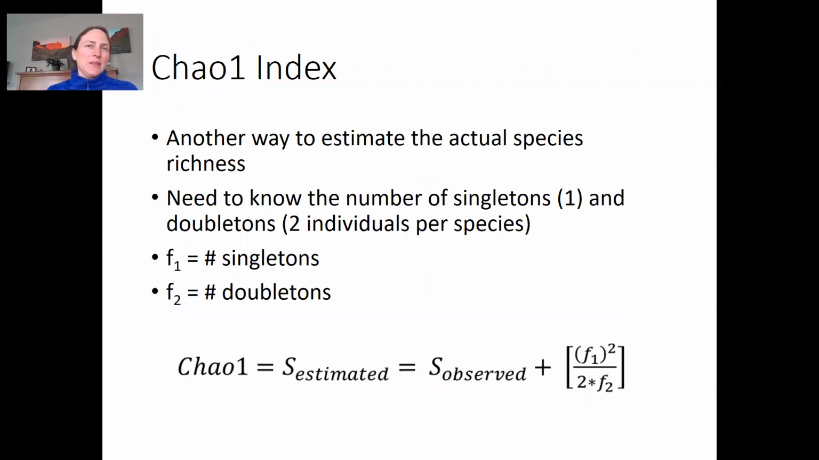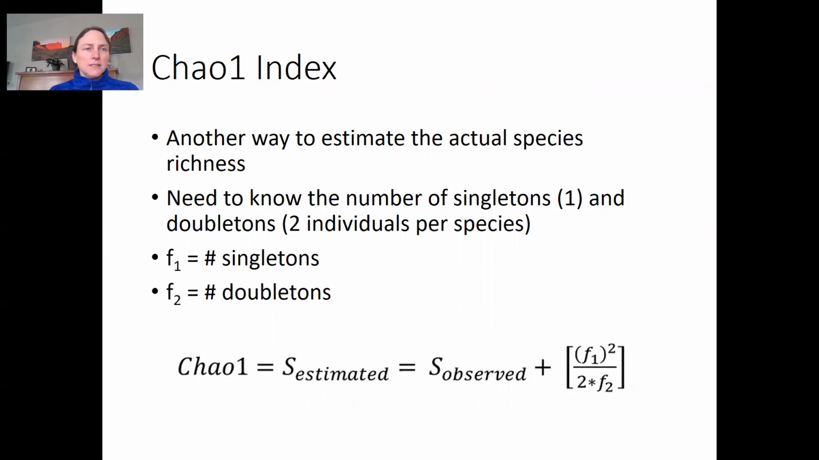And then there's one more thing we can do with these kinds of data. We can do what's called the Chao index. We can estimate the actual species richness. And all we need to know is how many singletons and doubletons are in the data set. And so Chao is equal to estimated richness. To calculate it, you take the richness that you observe, and then you add this factor to it, the Chao factor, basically.